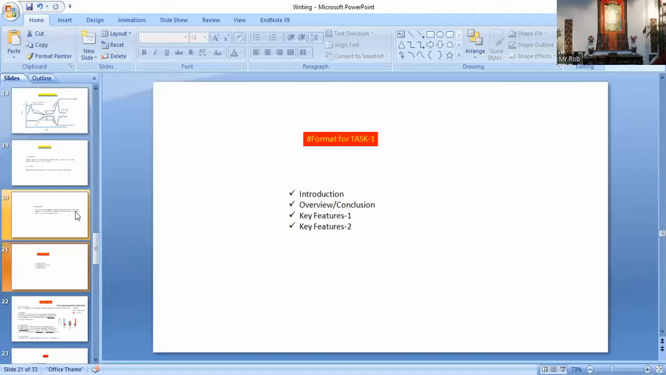So, format for task one. In case of format, you need to write an introduction, which may be 2 to 3 lines or 4 sentences. And then after you have to write an overview, also known as conclusion. So conclusion and overview paragraph is the same. Again, 3, 4 lines of overview or conclusion. Then after, another paragraph for key features one and another paragraph for key features two should be mentioned.